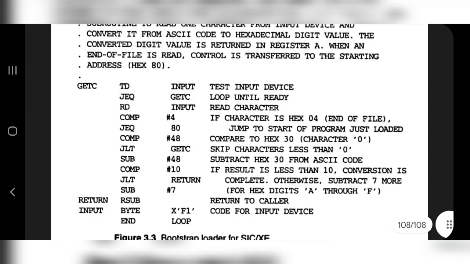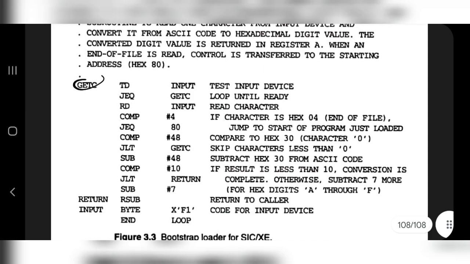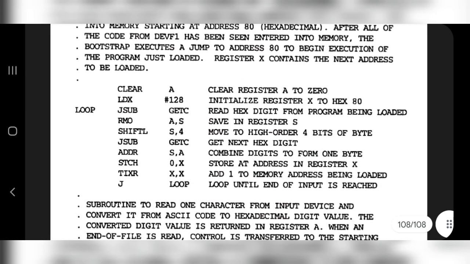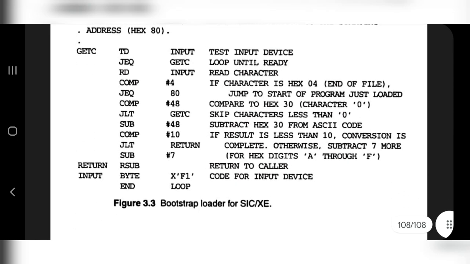This is the subroutine which is getting called here, the subroutine getC. How does getC actually work? That's defined here. We are calling getC and just saying that a character is read, but how the character is actually read will be seen here. First we test the input device. If it's equal, we stop. If it's less than, then it means it's ready.